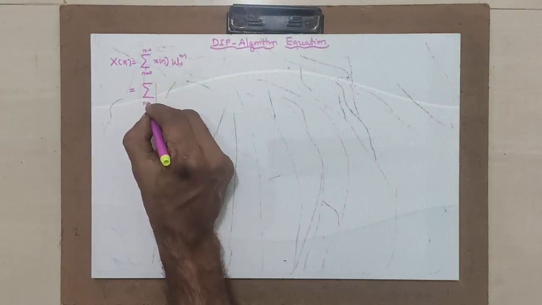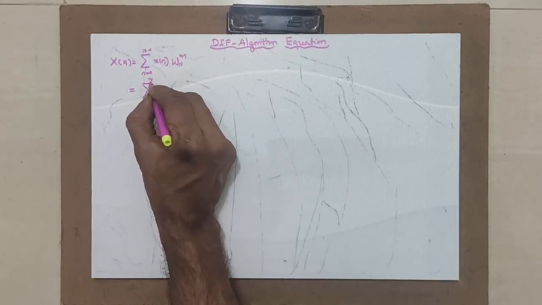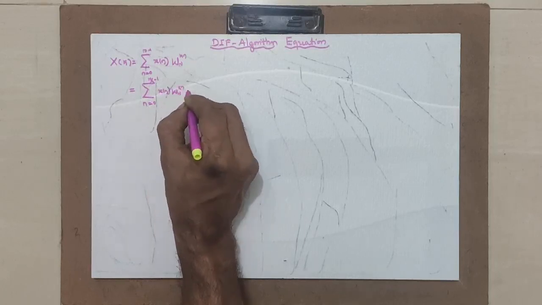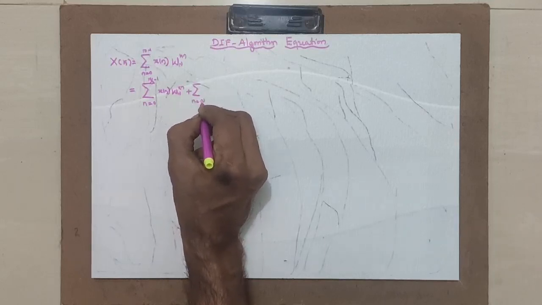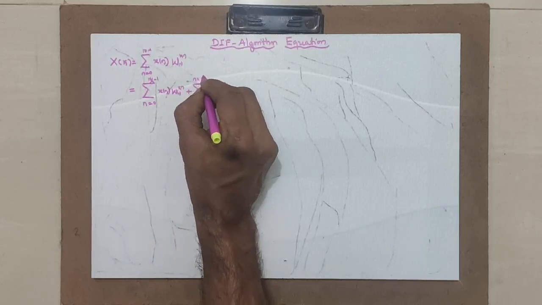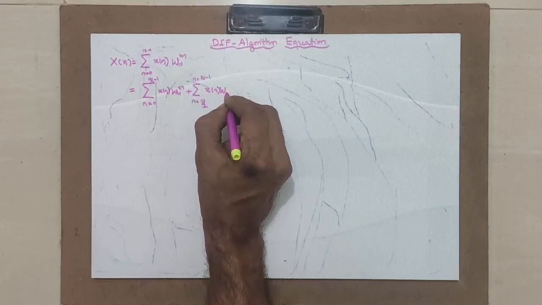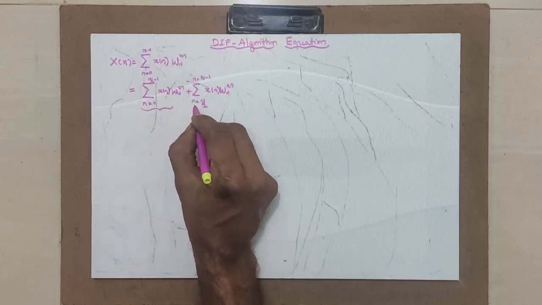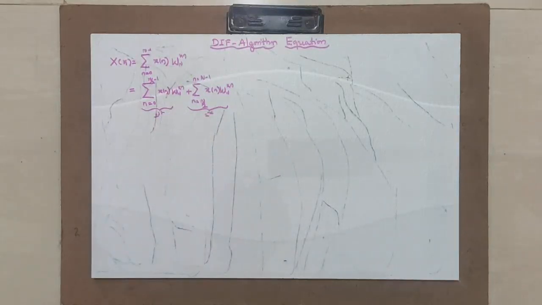That means n is equal to 0 to N by 2 minus 1 x of n W_N raised to kn, plus n is equal to N by 2 to n is equal to N minus 1. I hope you understood what I am doing here. I am just dividing the above equation into two parts, first half and the next half, second half, continuously. That's what I am doing in the DIF algorithm.